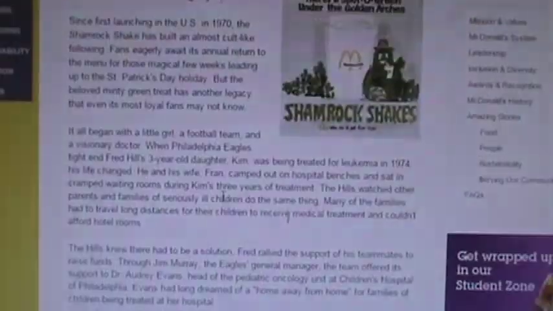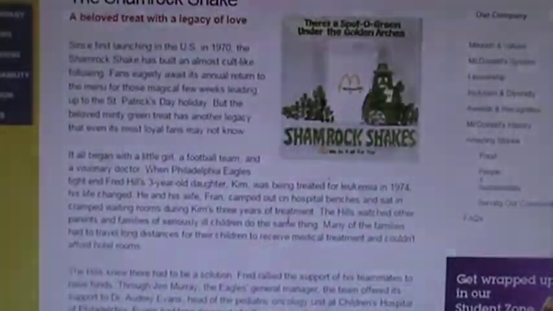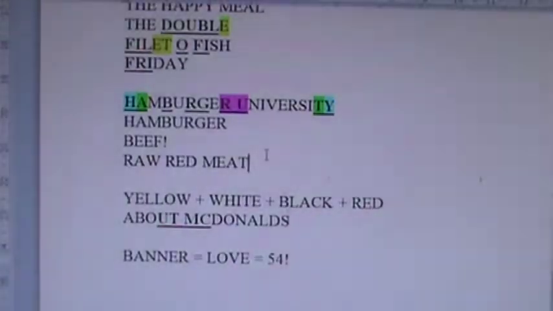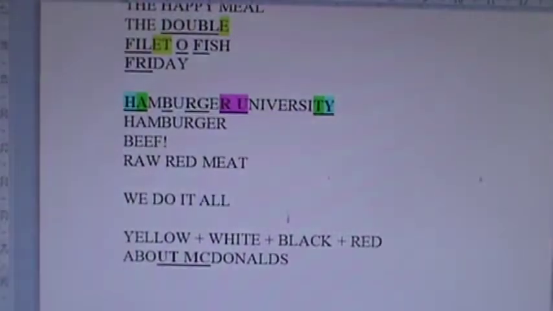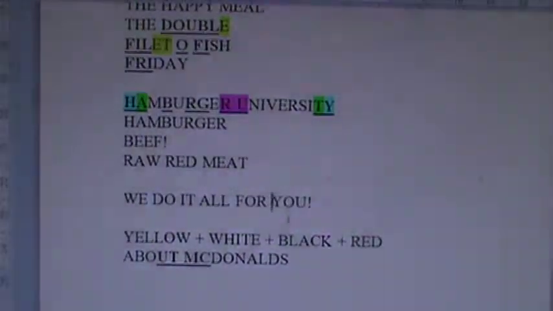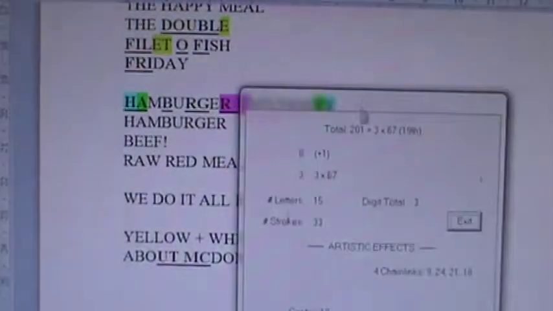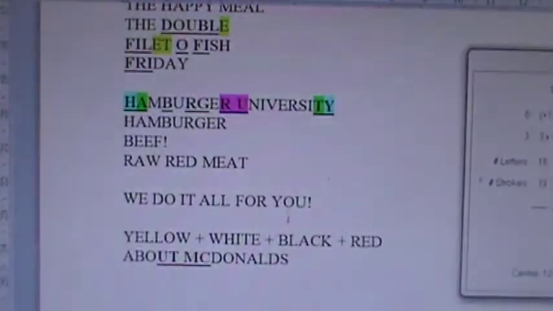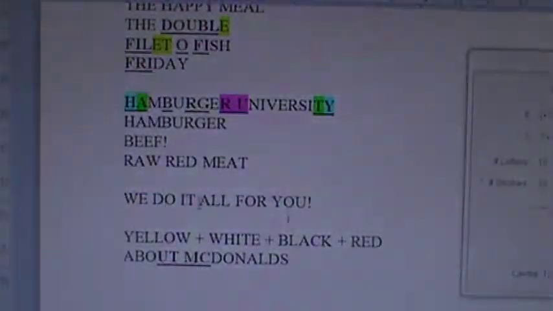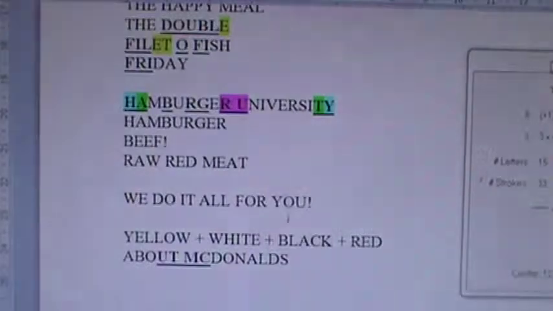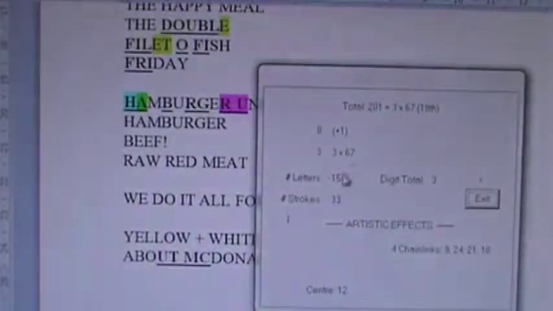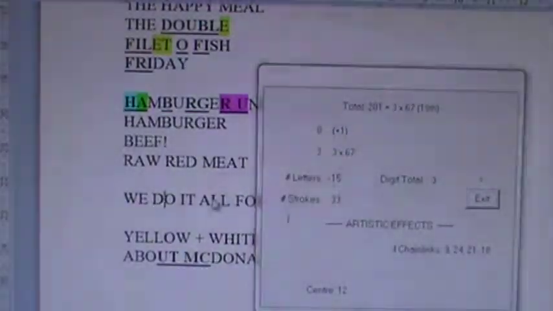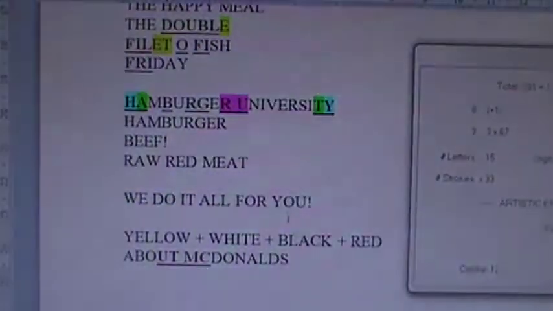Okay, that's so cool. So let's solve We Do It All For You, because that's the slogan there. We do it all for you. That divides by 3. Oh my goodness, it adds to 201, the famous 201 of world history. In 15 letters and 33 strokes, both dividing by 3. And that's in 6 words. 1, 2, 3. 1, 2, 3. Total is 201. 15 letters divides by 3. 33 strokes divides by 3. 6 words divides by 3. I need to go out and buy a Shamrock Shake right now in the name of love.